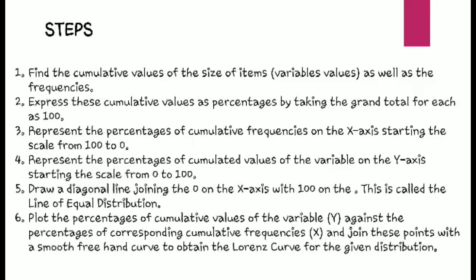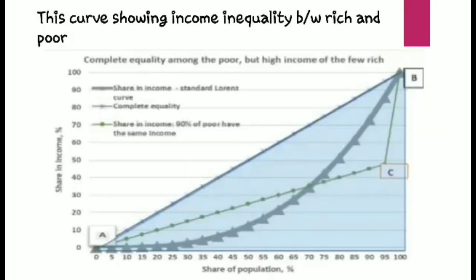So plot the percentages of cumulative values of the variable y against the percentage of corresponding cumulative frequencies x, and join these points with a smooth freehand curve to obtain the Lorenz curve for the given distribution. So those are the steps that we apply for the Lorenz curve, and we can see it in the graph.